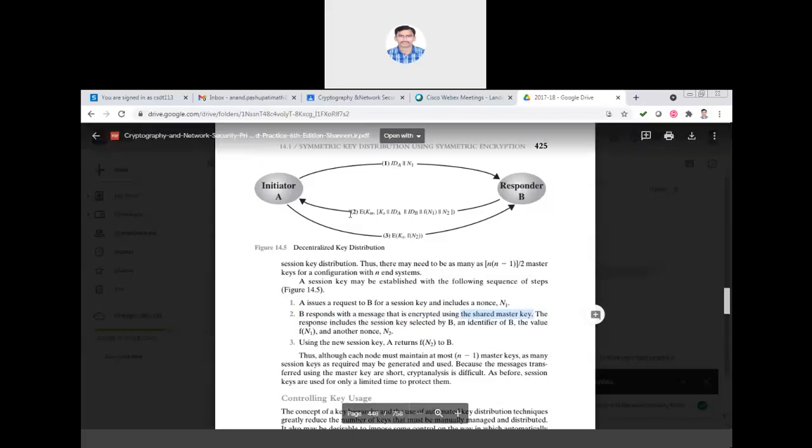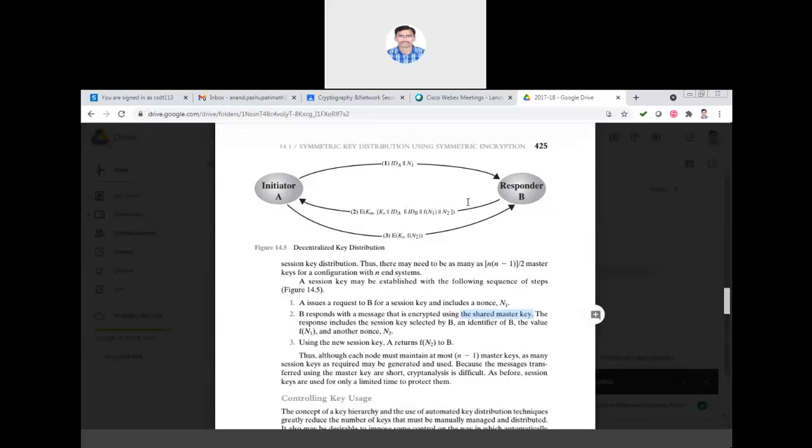Every two persons, or every two entities, have their master key with them. Using that master key, they can share the session key. Now, this package has been encrypted using the master key. It's called KM, so that notation we denote as KM. That is the master key. So responder B is encrypting the contents using the master key, which is known only to A and B.